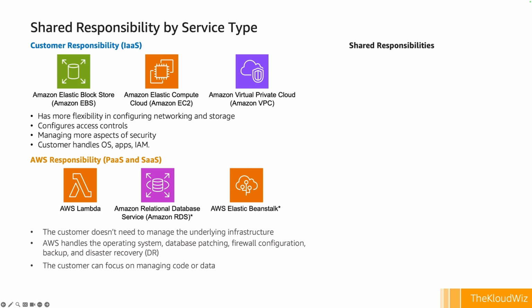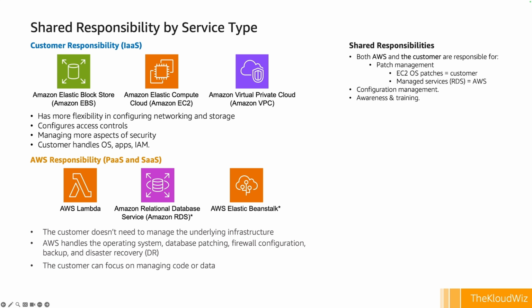However, there are some shared responsibilities regardless of the service type. Both AWS and the customer are responsible for patch management. For example, with a service like EC2, the customer will patch the guest operating system, whilst with a service like RDS, which is a managed service, AWS takes responsibility for the patching. Another one is configuration management. So AWS takes care of configuring the physical infrastructure, whilst you, the customer, also configure your system in the AWS cloud. And whilst AWS trains their own staff on the best practices and how to manage the data centers, you as a customer also need to train your staff on how to use AWS services.